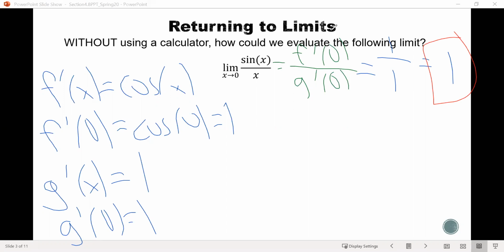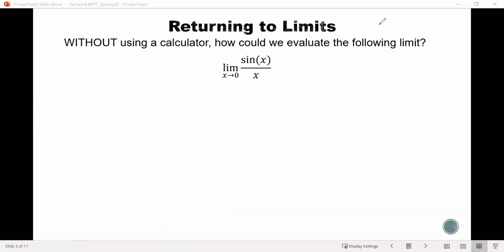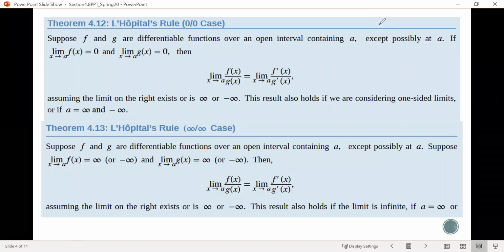All right. So what we just learned about is L'Hopital's rule. So here is how it works. We have two functions that are differentiable, and the limit of one as the inputs approach a particular value is 0, and the limit of the other as the inputs approach that value is 0. Then the limit, as the inputs approach that value, of f of x over g of x, or the first function over the second function, is the same as the limit of the derivative of the top divided by the derivative of the bottom.